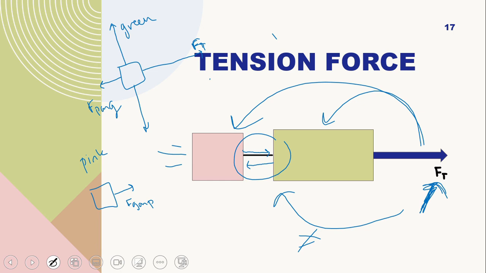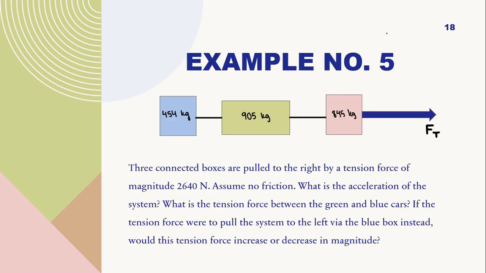Okay, so now let's apply this knowledge and do an example problem. Example number 5. 3 connected boxes are pulled to the right by a tension force of magnitude 2,640 newtons. Assume no friction. What is the acceleration of the system? What is the tension force between the green and blue cars? And if the tension force were to pull the system to the left via the blue box instead, would this tension force increase or decrease in magnitude?